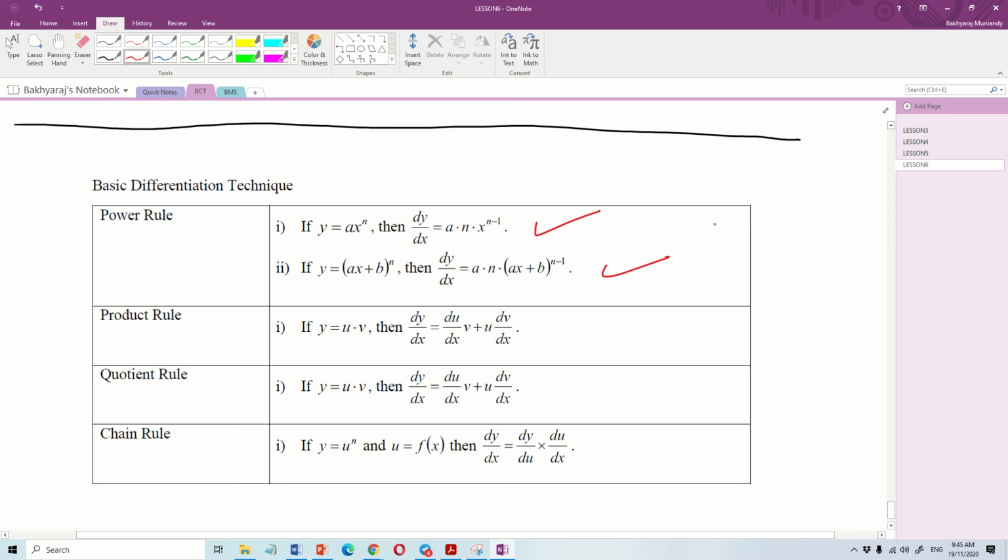Okay, this is also what we call a power rule. When you see y equal ax plus b power of n, then dy dx becomes a times n times ax plus b power of n minus 1. So ini pun power rule nombor 2 ni. Nombor 2 ni is actually related to chain rule. Ini sebenarnya dia kaitan dengan chain rule.